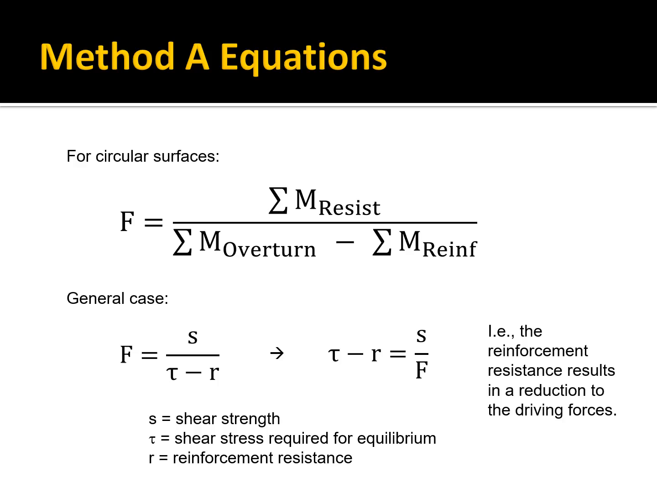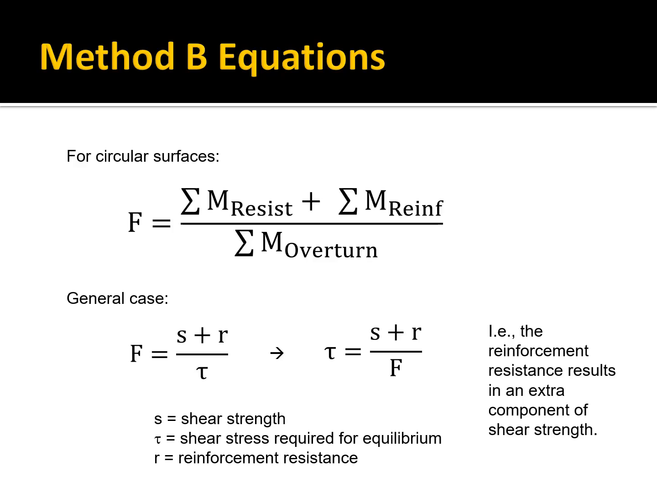And if you rearrange that a bit, if you want to do it in terms of mobilized shear strength, the mobilized shear strength is equal to the shear force required for equilibrium minus the reinforcement, the strength you get from reinforcement. So the reinforcement results in a reduction of the driving forces.